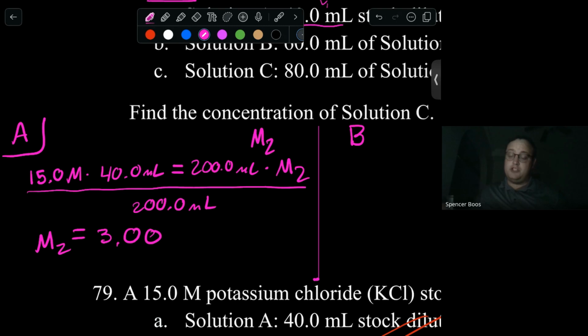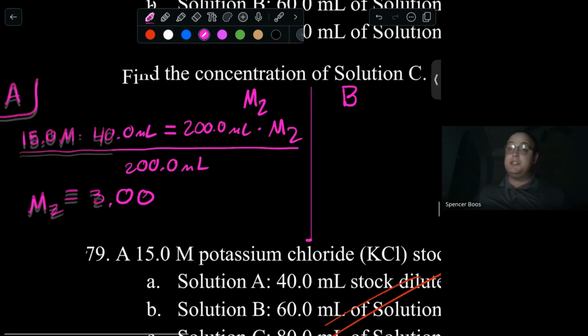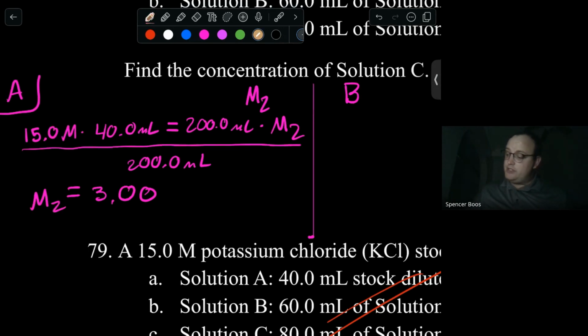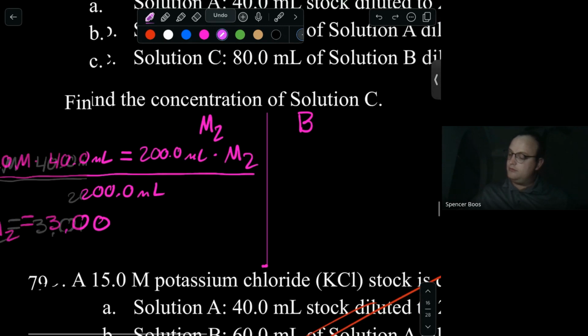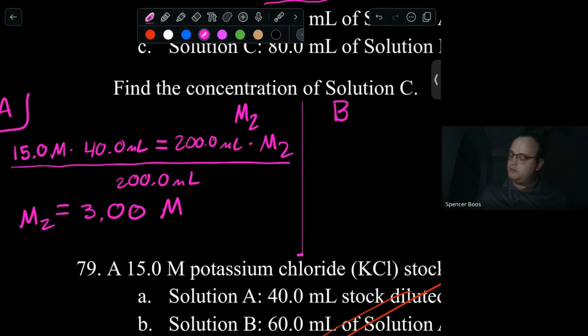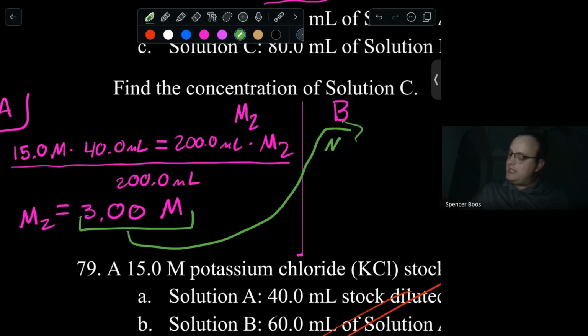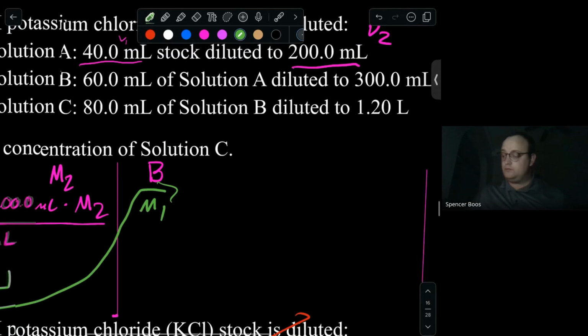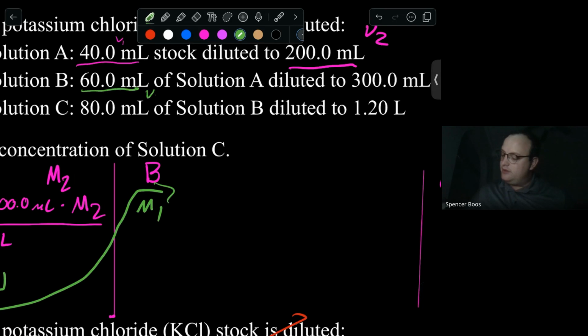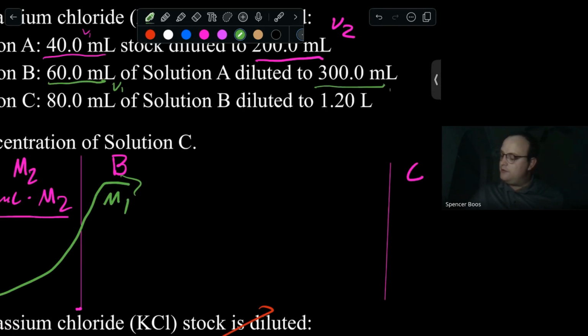Generally, if it has a long running decimal, we will keep the entire number throughout, but this is nice because it rounds to exactly 3. Here is the tricky part. This 3.00 molar becomes M1 for solution B. So we've got M1, we've got the volumes V1 and V2.